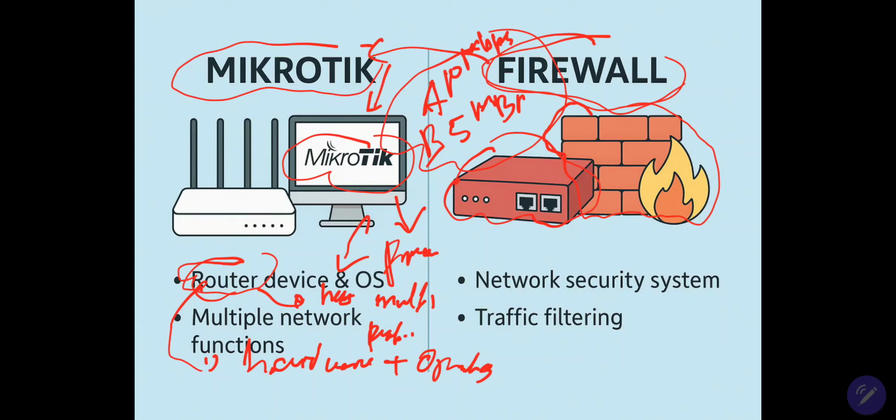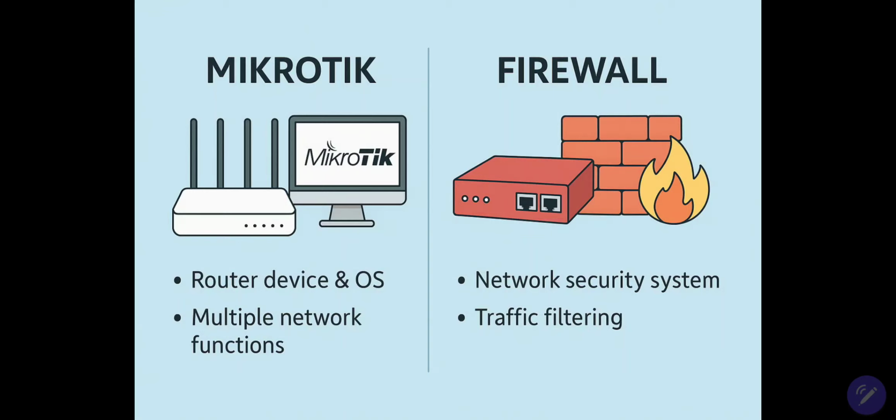Okay, next we go to the firewall definition. What is a firewall? A firewall is a network security system to filter traffic data based on particular regulations.